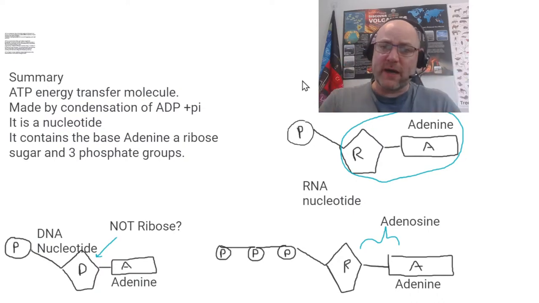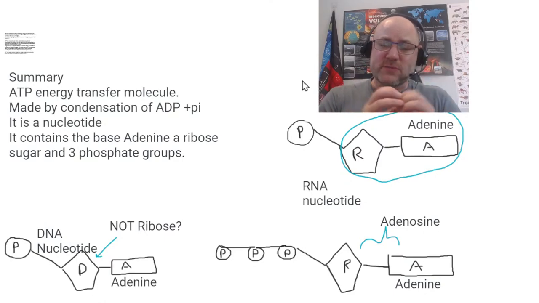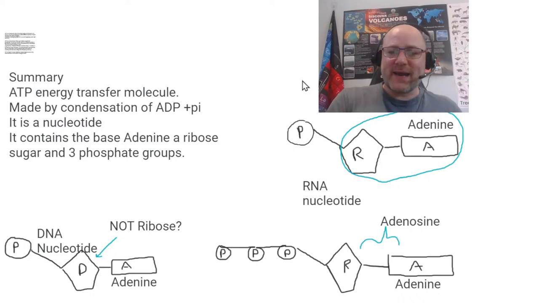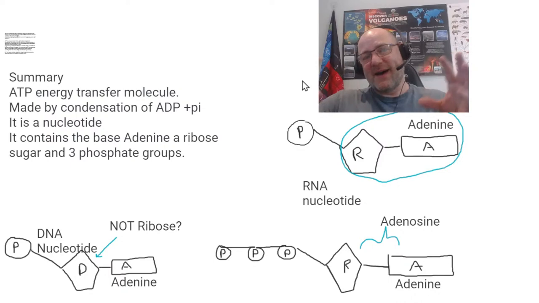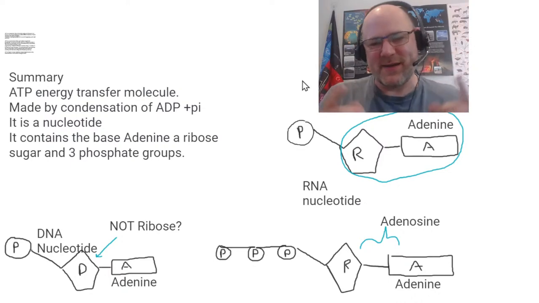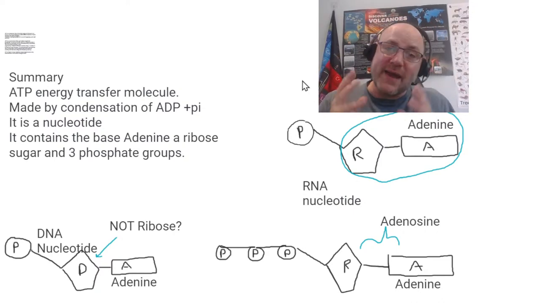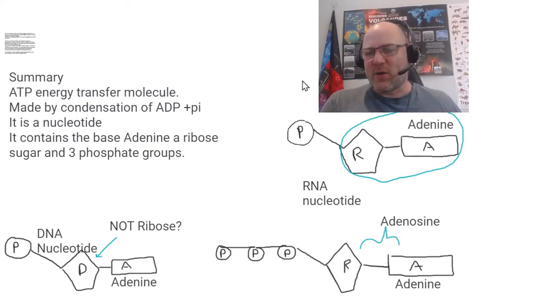It's a nucleotide, so it has similarities with RNA and DNA nucleotides, the small molecules that make up the polymers there. And it contains the base adenine, a ribose sugar and three phosphate groups. ATP is not actually a monomer because ATP doesn't form a polymer. So if I said that earlier, okay, because it doesn't turn into a polymer, but it is a nucleotide, the same as the monomers of DNA and RNA. Just clearing that up.